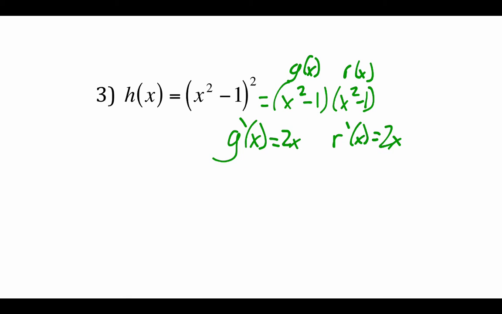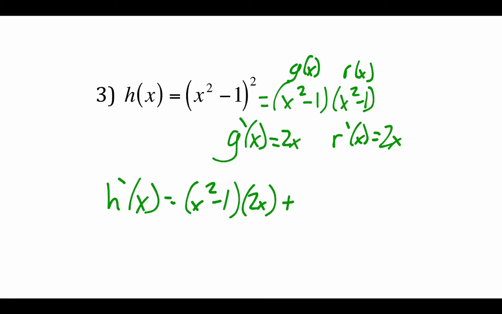So when we're doing h prime of x, it would be the first function, which is x squared minus 1, times the derivative of the second, so that'd be 2x, plus the derivative of the first function, 2x, times the second function, which is x squared minus 1. There's a lot of repeats here. It's this whole thing plus this whole thing times itself.